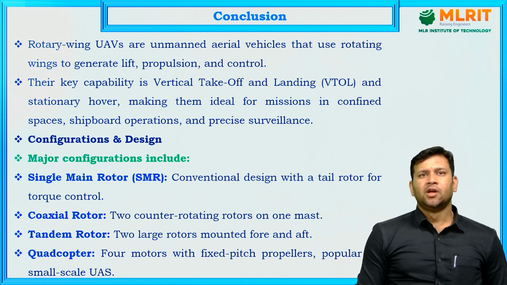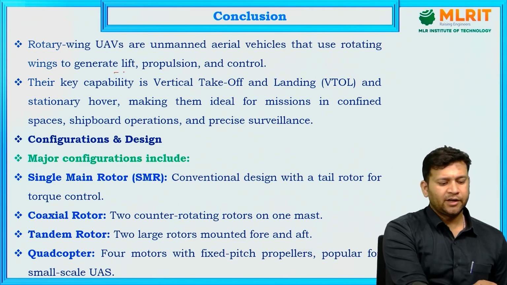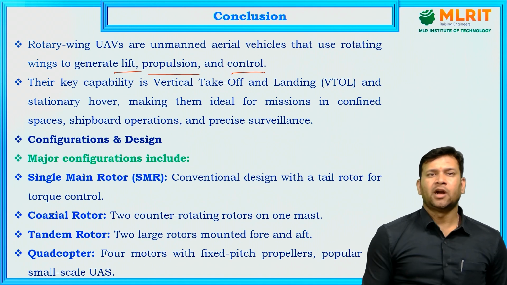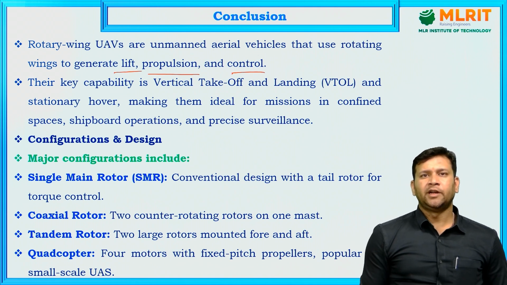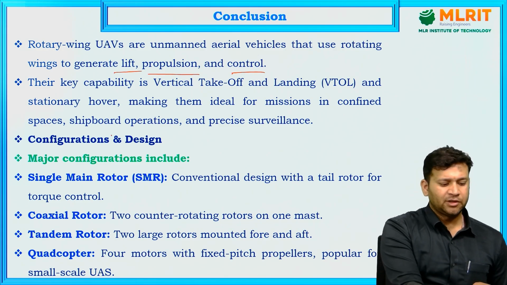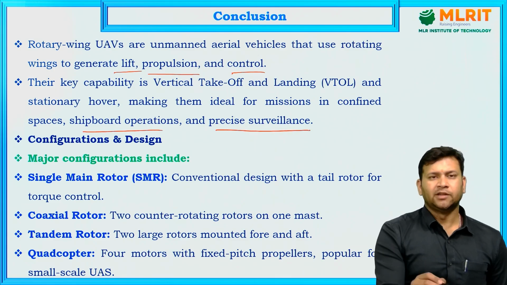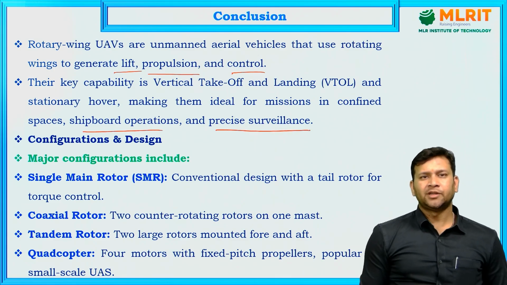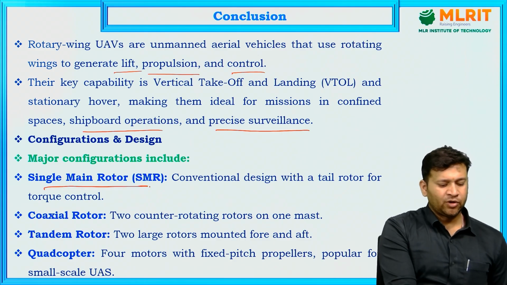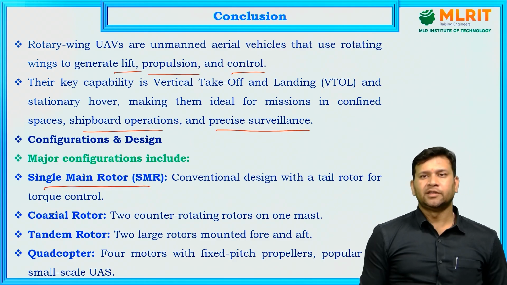Conclusion: rotary-wing unmanned aerial vehicles are unmanned aerial vehicles that use rotating wings to generate lift, propulsion, and control. Their key capability is vertical takeoff and landing and stationary hover, making them ideal for missions in confined spaces, shipboard operations, and precise surveillance.